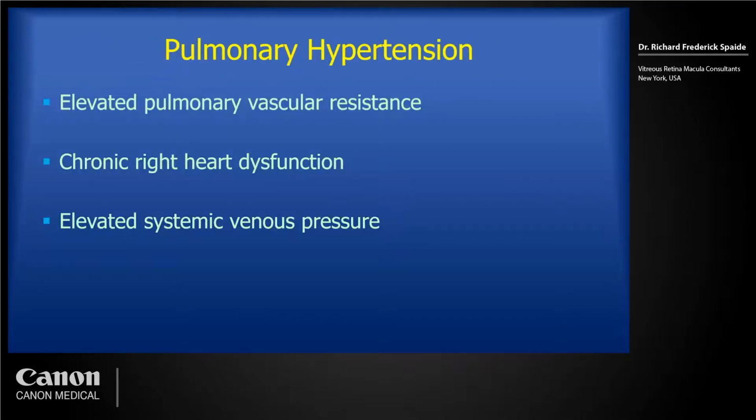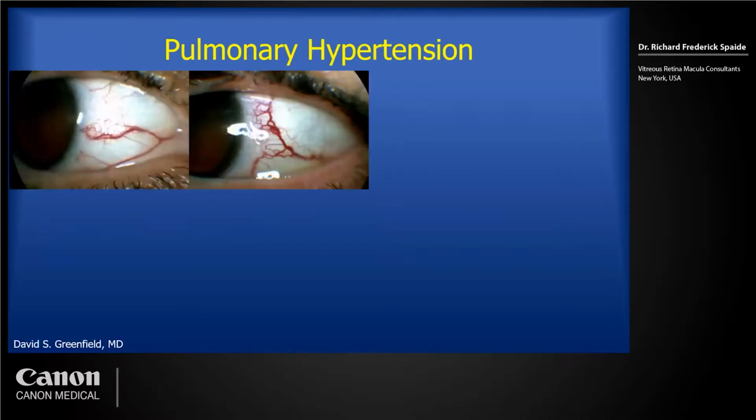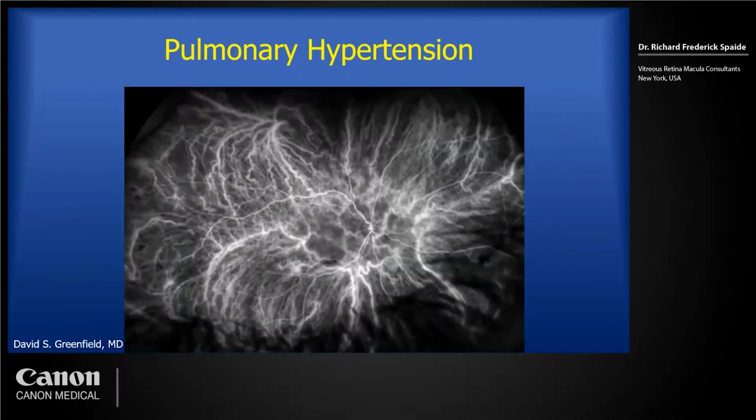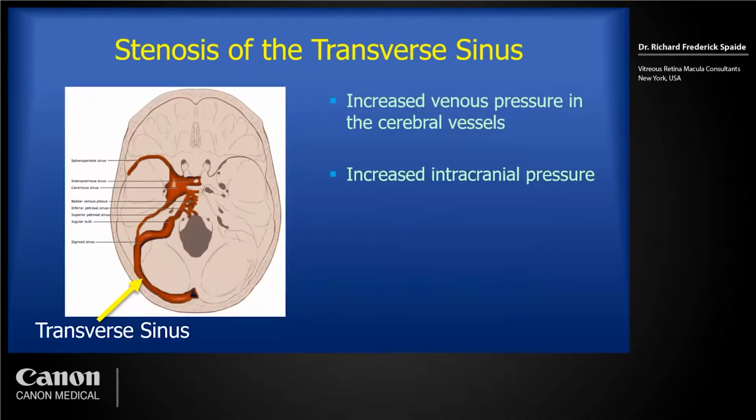Pulmonary hypertension causes elevated pulmonary vascular resistance, chronic right heart dysfunction, and elevated systemic venous pressure. Here's a case from David Greenfield in a patient with pulmonary hypertension showing large episcleral veins, serous detachment of the macula, thick choroid, and prominent intervortex venous anastomoses.